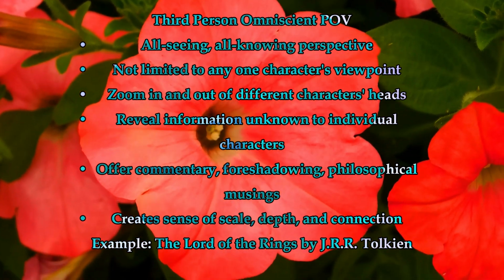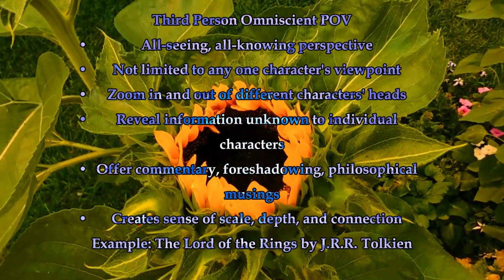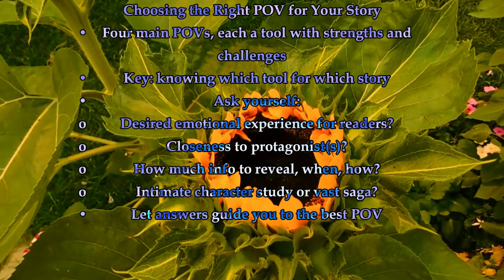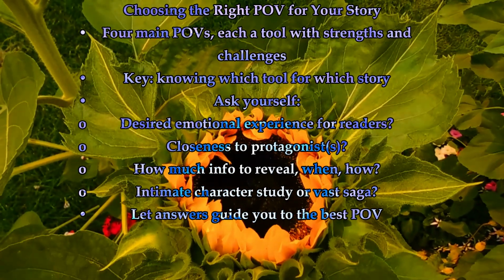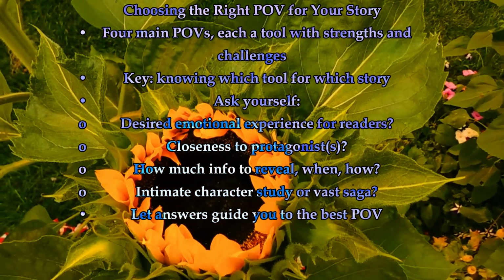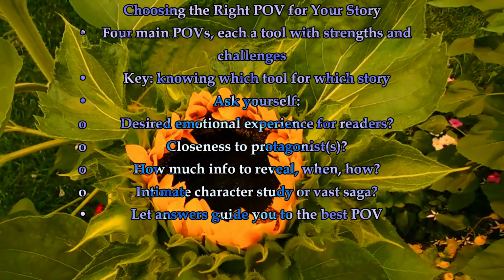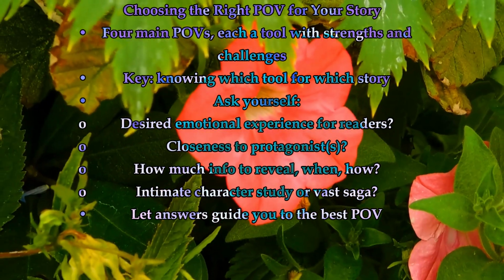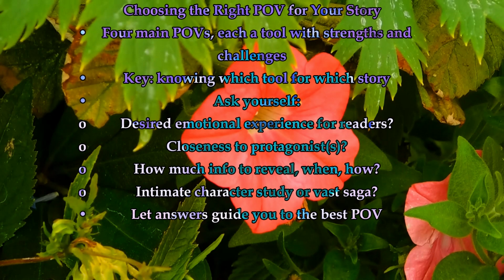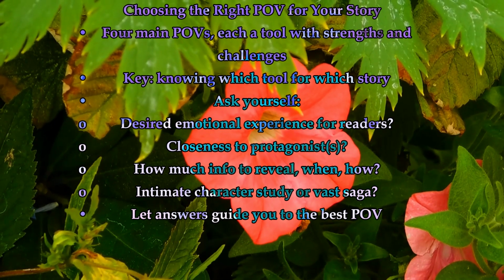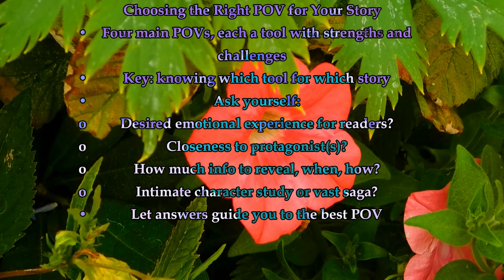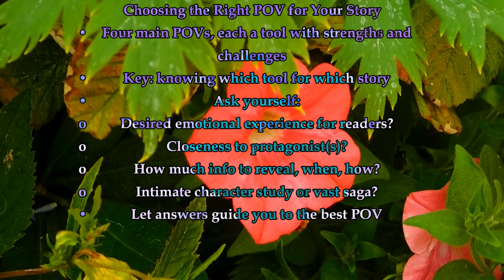So, we've covered the four main POVs. First person, up close and personal. Second person, unconventional and in your face. Third limited, the balanced best of both worlds. And omniscient, the God-like view from above. Each one is a tool in your writing toolkit, with its own unique strengths and challenges. And the key is knowing which tool to use for which story.